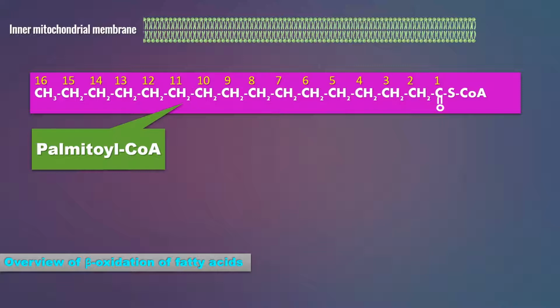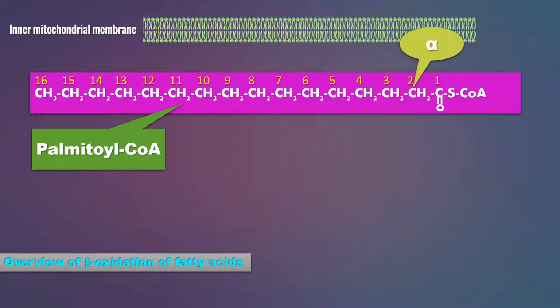So palmitic acid is a saturated fatty acid containing 16 carbon atoms. Remember, this palmitic acid is in activated form, so that is why we call it palmitoyl-CoA. You can see the carboxyl group attached to coenzyme A, so it is activated palmitoyl-CoA.